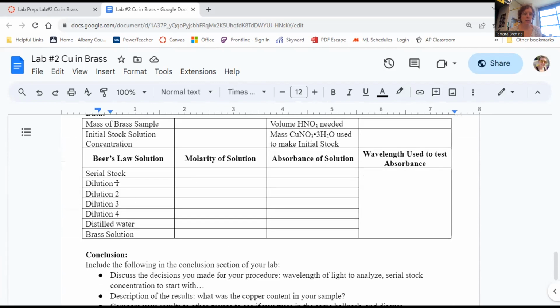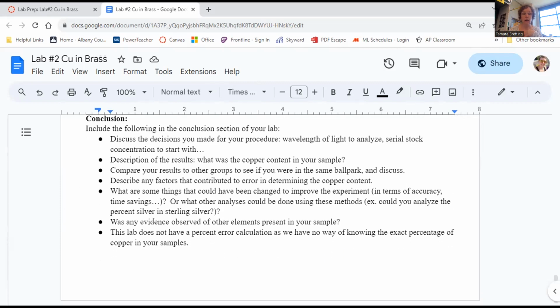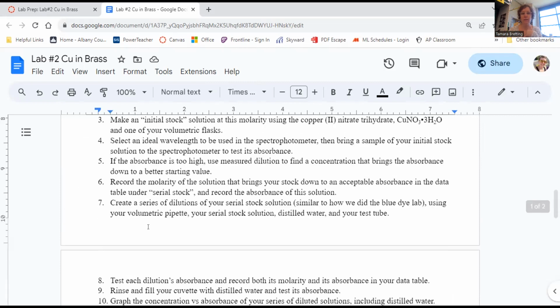So we got a lot of things. Your dilutions, you get to choose what your dilutions are. Your stock is your 100% solution, and then you can go 80%, 60%, 40%, 20%, and then 0% with your distilled water. That's what I would suggest, but you can choose any combination of dilutions that you want in order to create your Beer's law curve, okay? Again, the wavelength used to test the absorbance, we just talked about that in the lab prep. That's going to be 780 nanometers. And then the conclusion piece hopefully will make more sense now that I've talked about this.